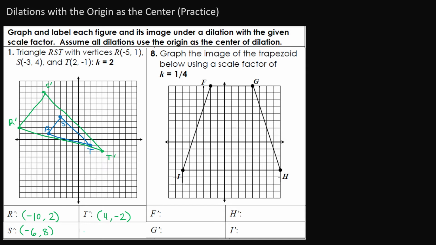So let's apply what we know. First, I want to identify what my coordinates are. So I know that F, our pre-image F, is at negative 3, 8. And I know that G is at 4, 8.